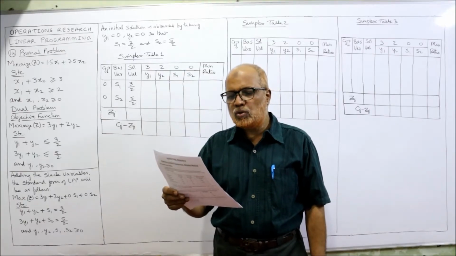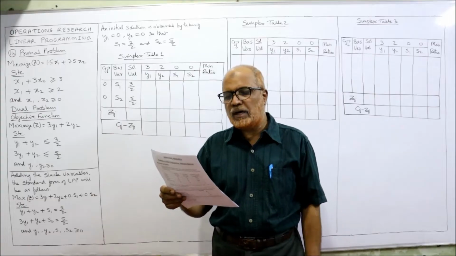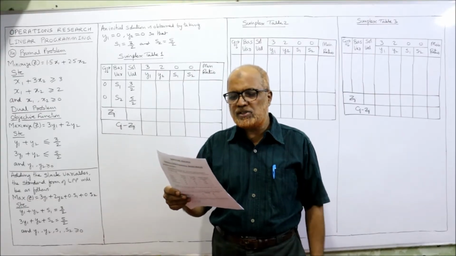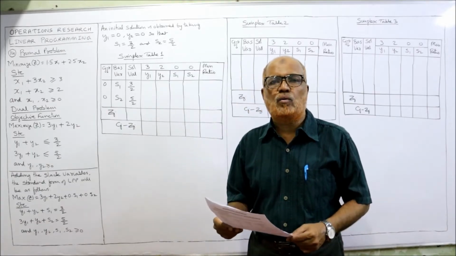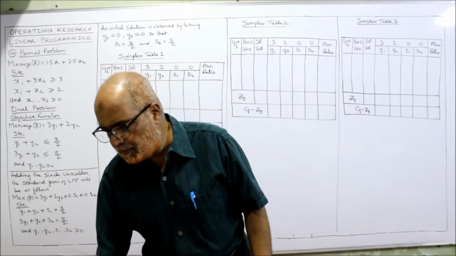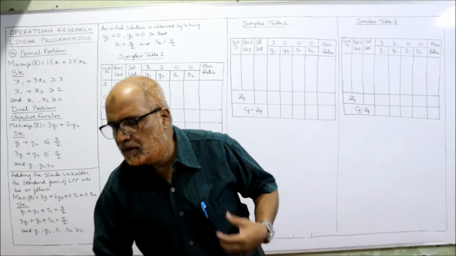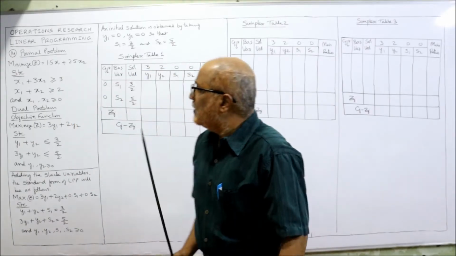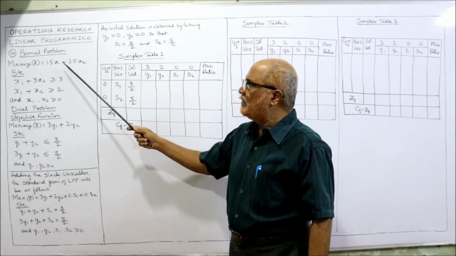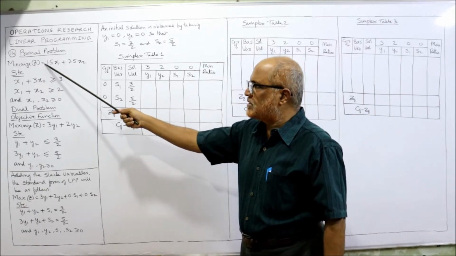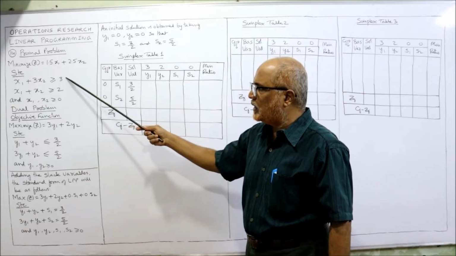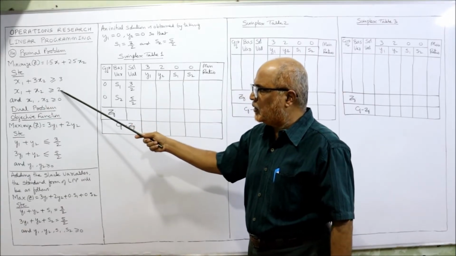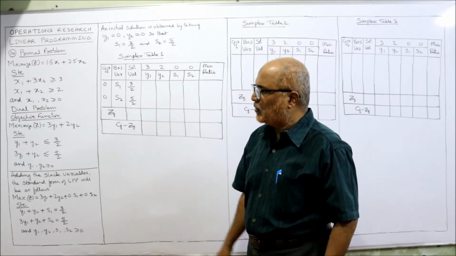Then subject to constraints x1 plus 3x2 greater than equal to 3 and x1 plus x2 greater than equal to 2 and x1, x2 greater than equal to 0. This is the primal problem. Now see carefully here. The primal problem: minimize 1.5x1 plus 2.5x2, x1 plus 3x2 greater than equal to 3, x1 plus x2 greater than equal to 2 and x1, x2 greater than equal to 0.